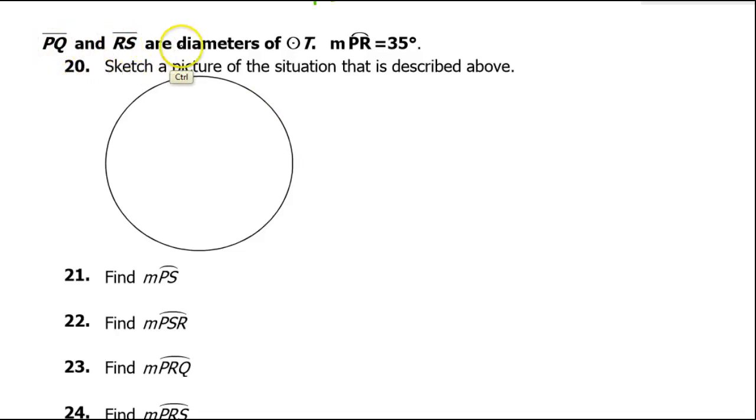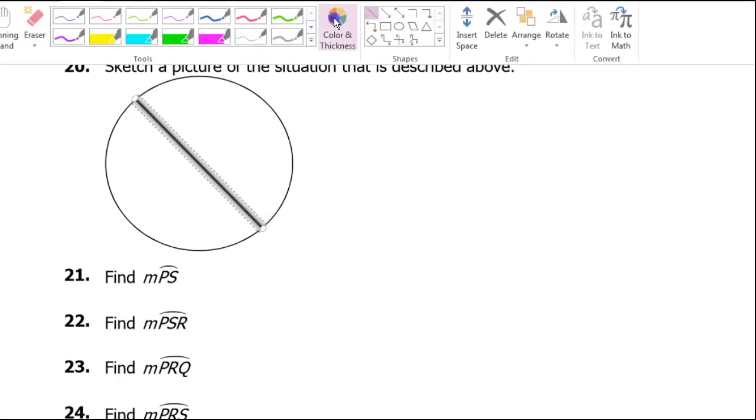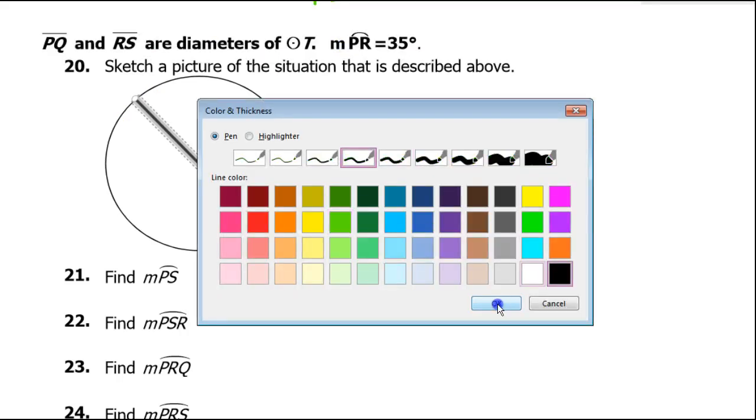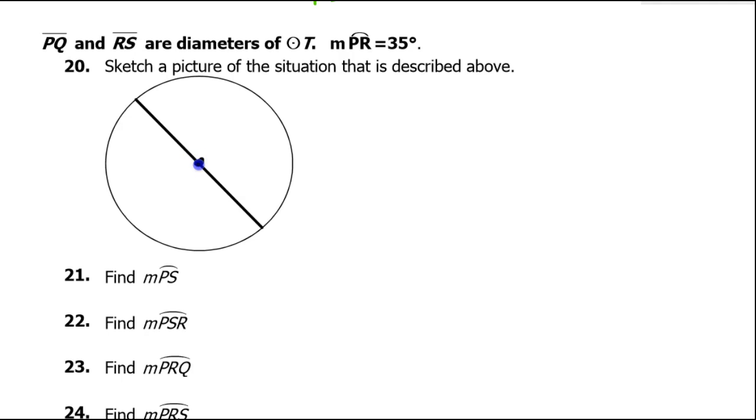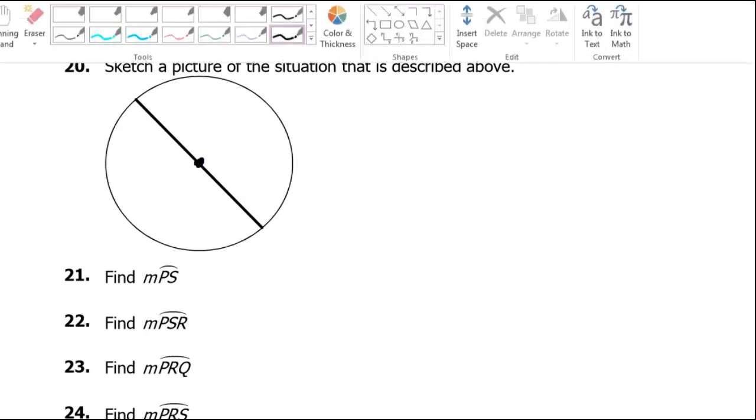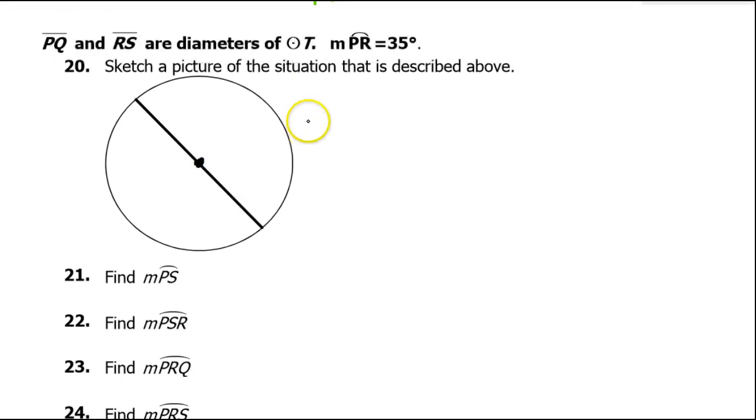PQ and RS are diameters of circle T. All right, well, I think we need to draw that. The measure of arc PR is 35 degrees. Okay, let's see what we can do. So remember, a diameter goes through the center of the circle. So we need to imagine that this is passing through the center of the circle. Okay, well, while I'm at it. So here's diameter PQ.